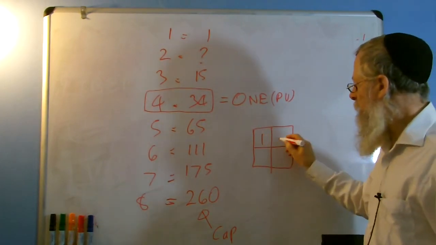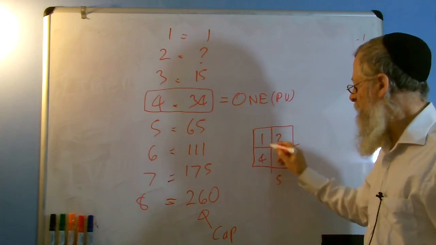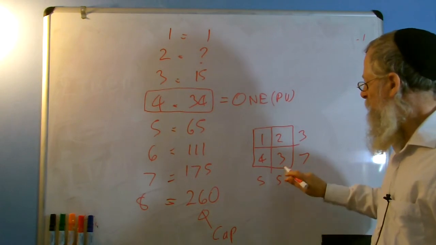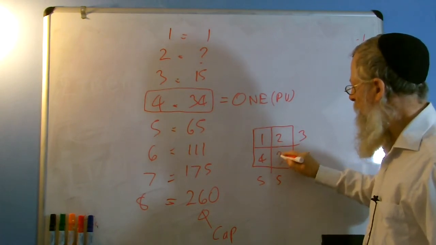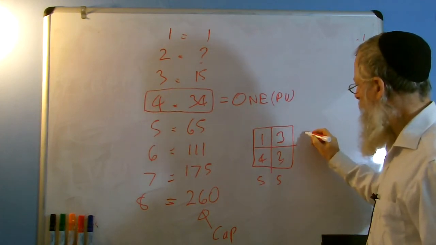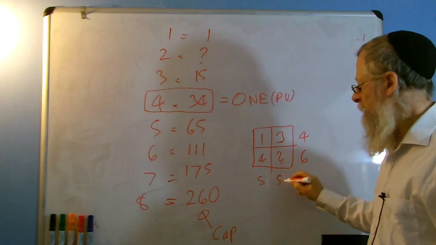If I put 1 here, I could put 2 there, and 4 there, and 3 there. Then I'll get 5 there, and a 5 there, but I'll get 7 there, and I'll get 3 there. I can shuffle around. Let's put 2 down there, and the 3 up there. Then I'll get a 4 here, and I'll get a 6 here, but I'll get a 5 and 5 there.